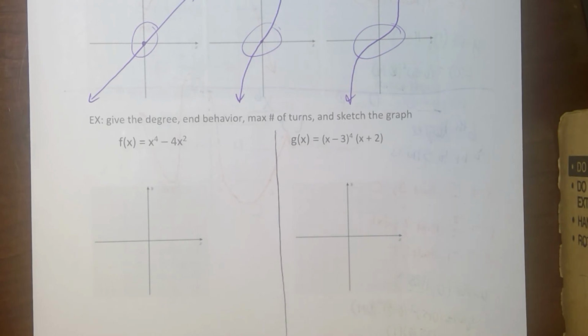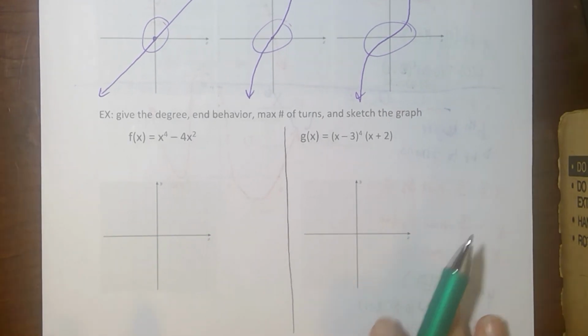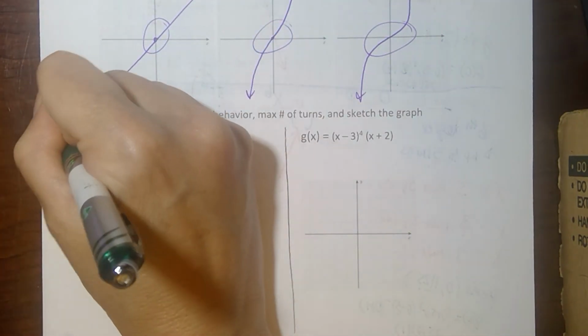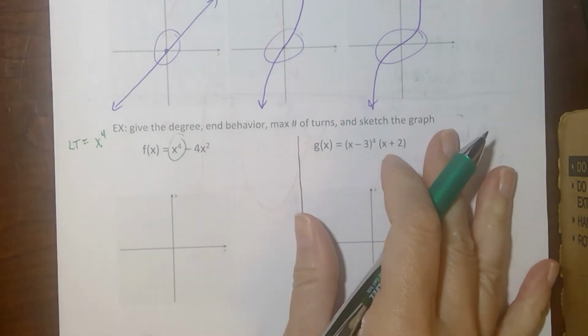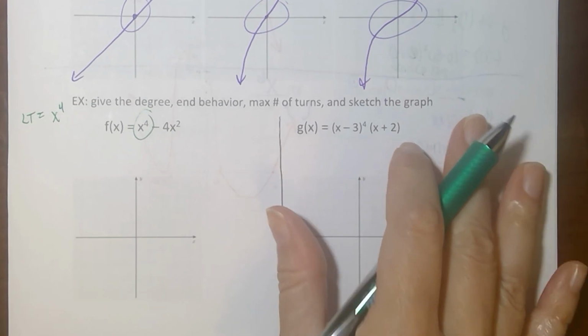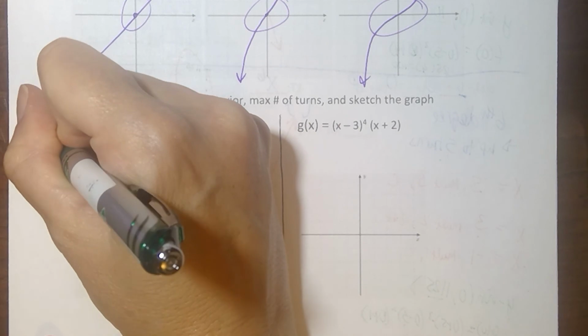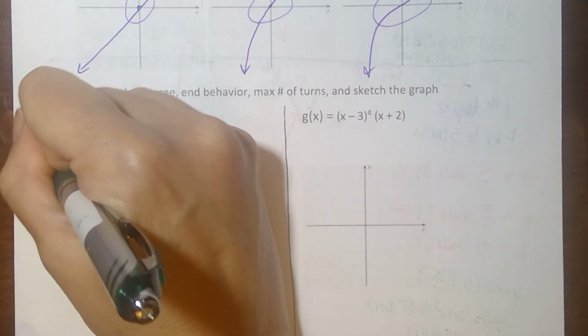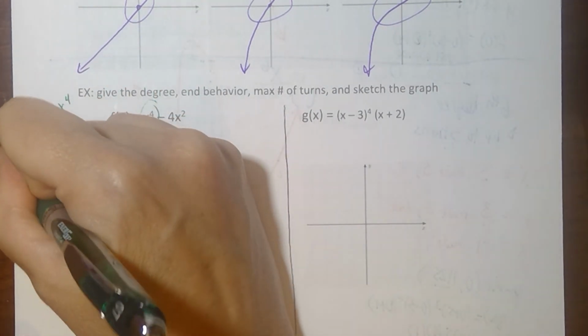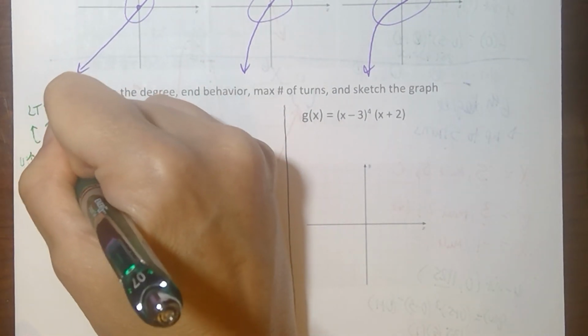For these 2 examples, we're asked to give the degree, end behavior, maximum number of turns, and sketch the graph. So we've got a lot going on here. This first one is not factored, so it gives us our leading term. Our leading term is x to the 4th. Well, x to the 4th, that is an even degree. And it's a positive first term, so we know both ends go up. It's a 4th degree polynomial, so we know we have at max 3 turns.